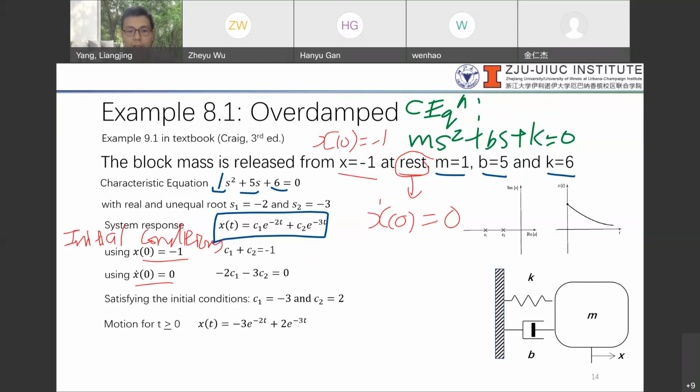And to satisfy the initial condition, your C1 and C2 will have to be -3 and 2. And so now your solution, right? So this is for the case of over there.